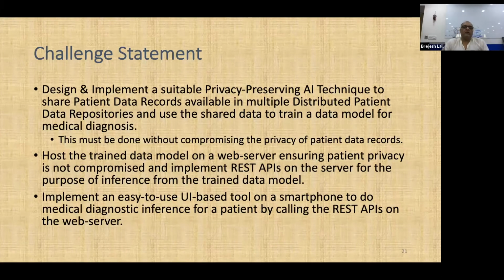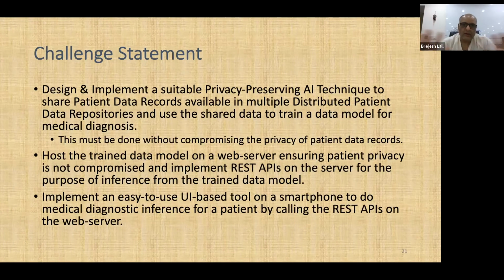You can host the trained data on a web server while ensuring patient privacy, and you can implement an easy to use UI based tool on a smartphone to do medical diagnostic inference while the patient privacy is preserved, and the patient can easily log on to this particular application and share the relevant data securely and get accurate medical diagnosis.